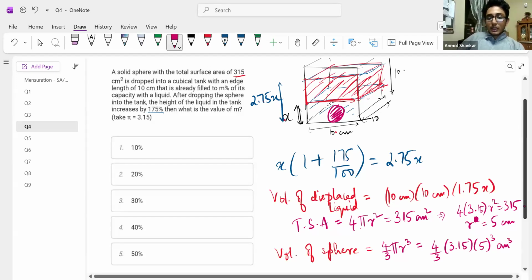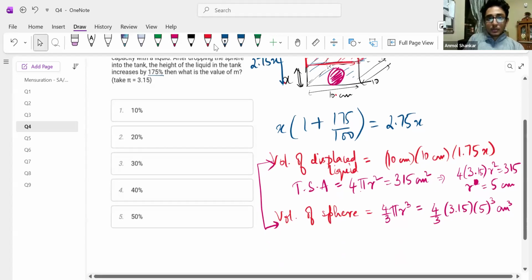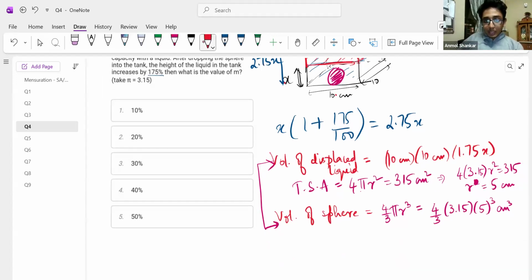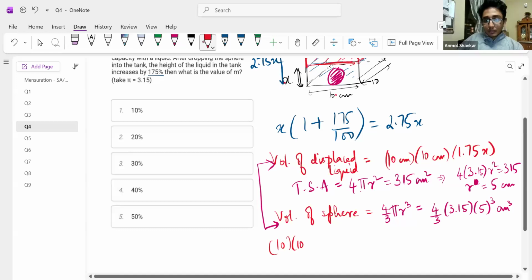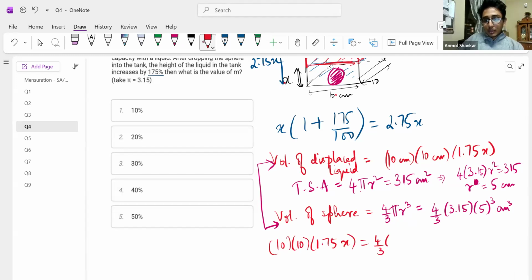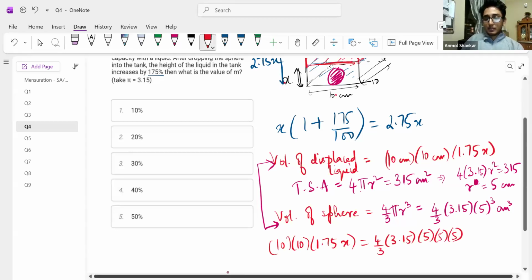The point is, now we will equate this. Whatever the volume of the sphere is, that much volume of the liquid has been displaced. That much liquid level has gone up. Right, so both these will be equal. So that is what we will do next. So 10 into 10 into 1.75x is equal to 4 by 3 into 3.15 into 5 into 5 into 5. Solve this, what is x?